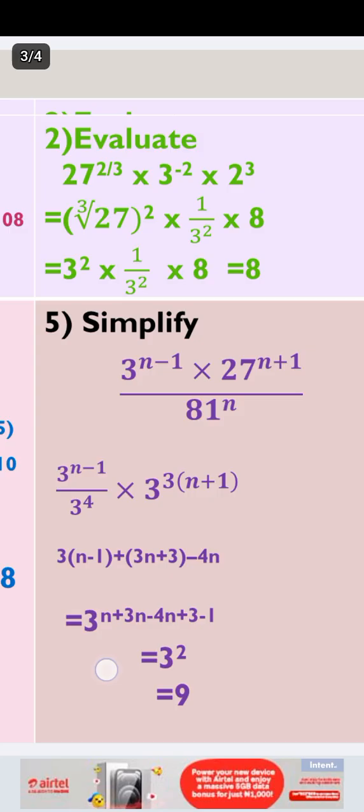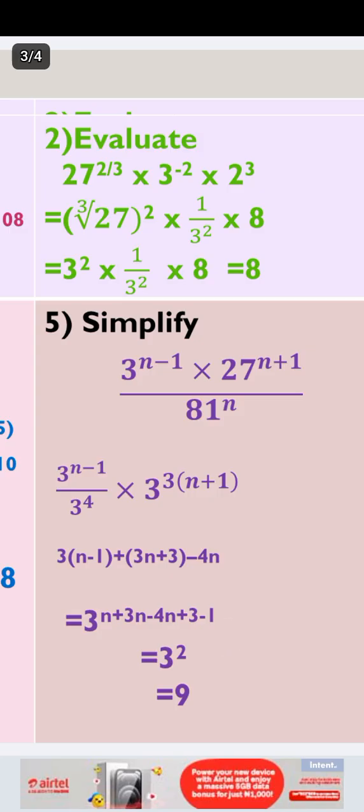n plus 3n is 4n. 4n minus 4n is 0. 0 plus 3 is 3. 3 minus 1 is what? 2. Automatically, we now have 3 raised to power what? 2, which is equals to what? 9.